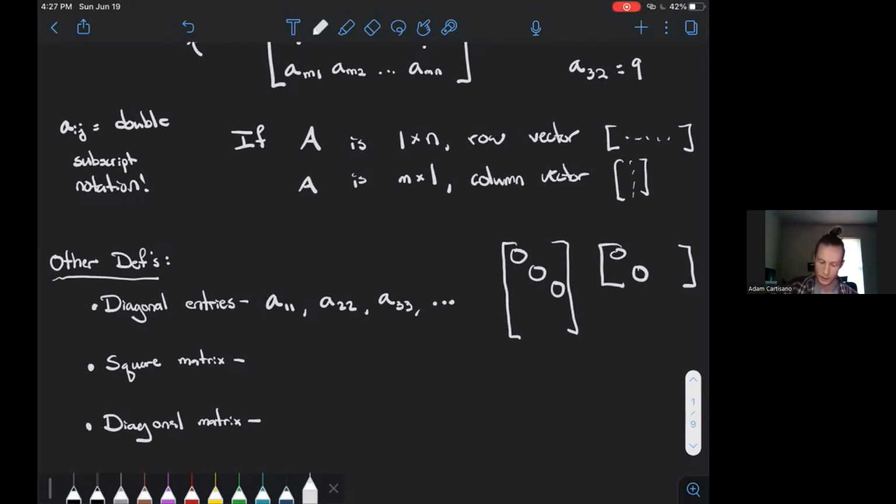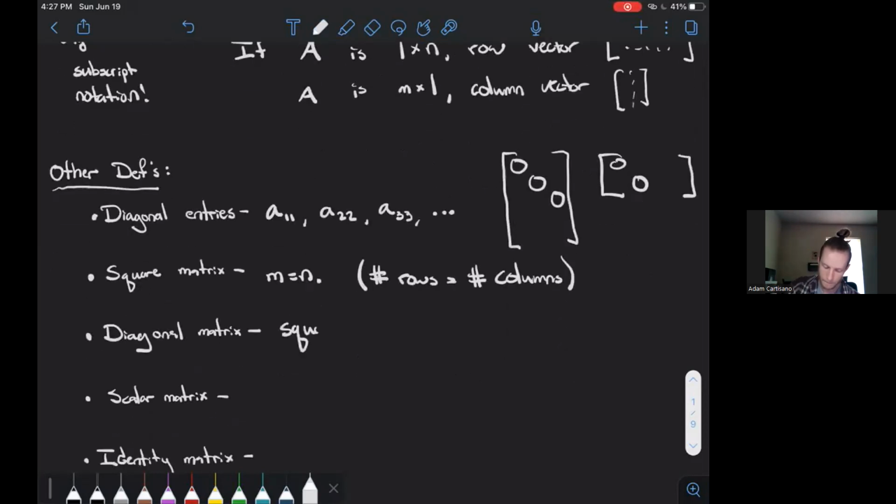Now, what if the number of rows is equal to the number of columns? Then we call the matrix square. M equals N: the number of rows equals the number of columns. Now, a diagonal matrix is a square matrix where the non-diagonal entries are zero.